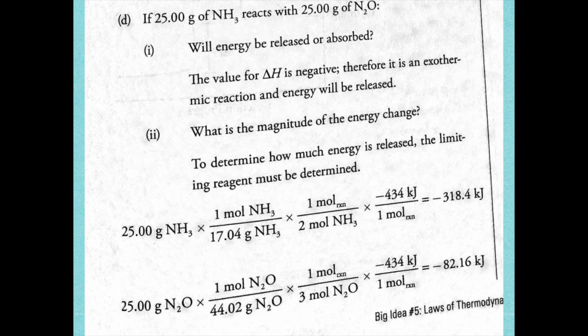So whichever one's smaller, that's the amount of heat that's going to be released, because only 25 grams of N2O can be used. The 25 grams of NH3 is going to be in excess, so it's not going to release all that energy. You look at your limiting reactant. Even though we are talking about heat, we're still dealing with a limiting reactant problem. So it's negative 82 kilojoules.